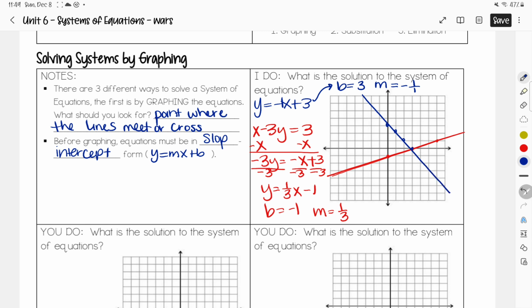Okay, and then the point where they meet is the solution, so all we're going to do is write the ordered pair of that point right there where they meet, and that ordered pair is over 3, and then we didn't go up or down at all, so (3, 0). That's the answer. That's the solution to the system.